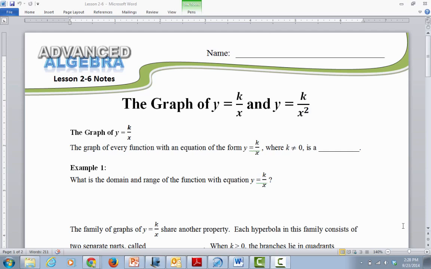So today we're actually looking at graphs, and we're going to look at the difference between k over x and k over x squared. They look very similar, and I would say they're related in a lot of ways in how they look. So first of all, the graph of y equals k over x. This graph of every function with the equation of this form, where k is not 0, is called a hyperbola.